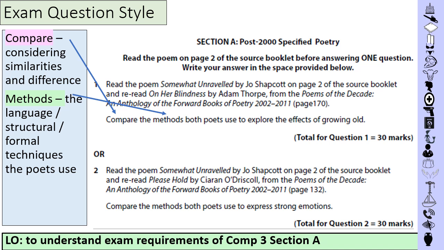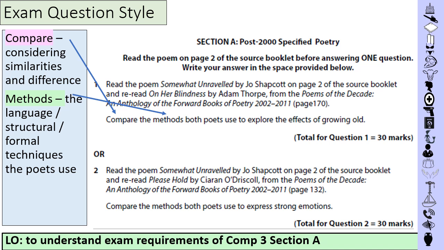However, the named poem, the one you will have already studied, in question 1 is Re-reading On Her Blindness by Adam Thorpe, and they're comparing the methods about how poets explore the effects of growing old. Or in question 2, they have to re-read Please Hold by Kieran O'Driscoll, and then they're comparing how the poets express strong emotions. So obviously comparing is considering the similarities and differences between the two poems.